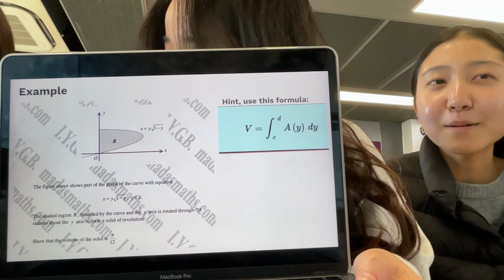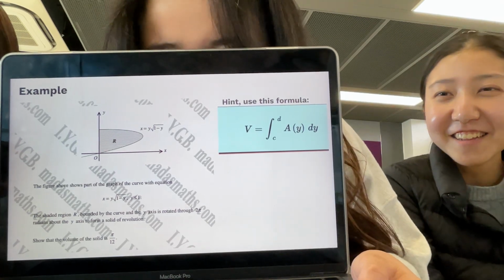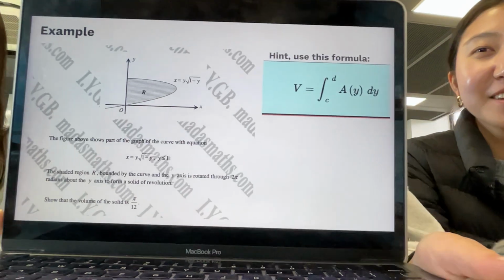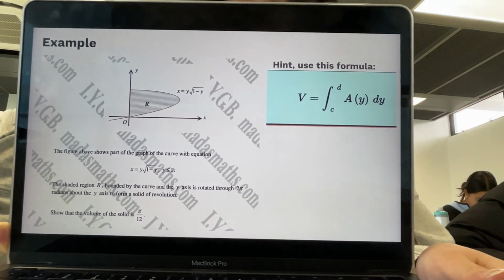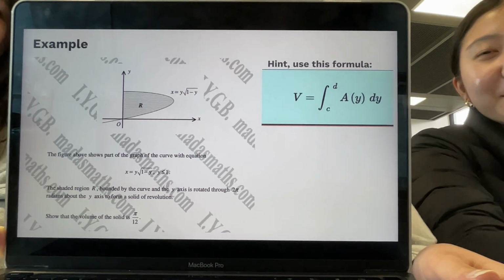And then here's an example. You can pause this video and give it a try. You can use the formula as a hint.